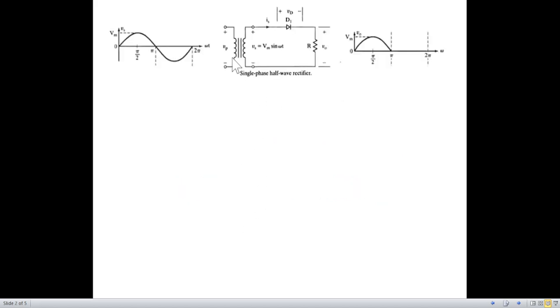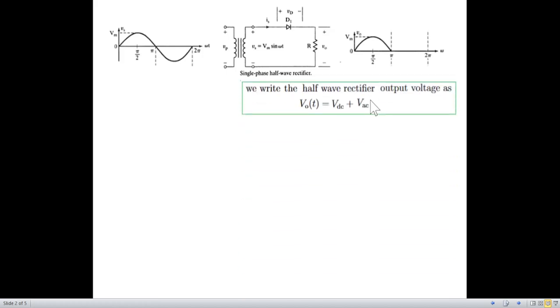Okay, so we start with the single-phase half-wave rectifier. We know that the input is a sinusoidal signal, and the output of a half-wave rectifier is only half of the wave, either positive or negative. This we all know. But now the confusion starts here. The book says we write the half-wave rectifier output voltage as V out, this voltage as VDC plus VAC. Now DC you can understand, that this is in one direction, that could be DC, but where does AC come from?